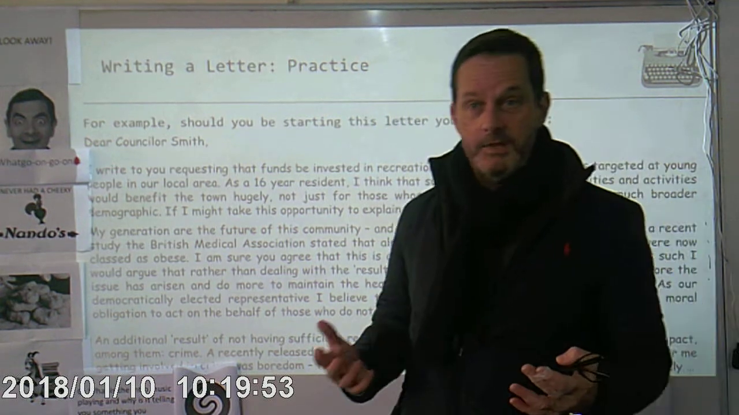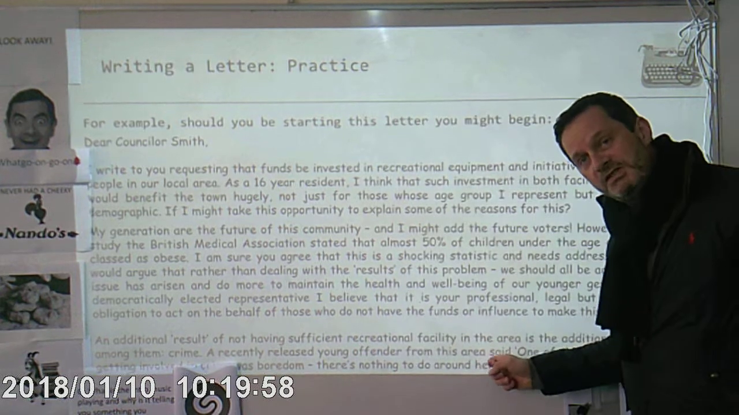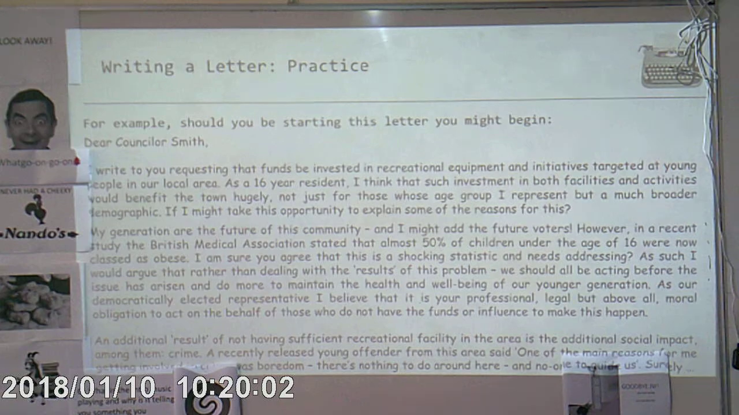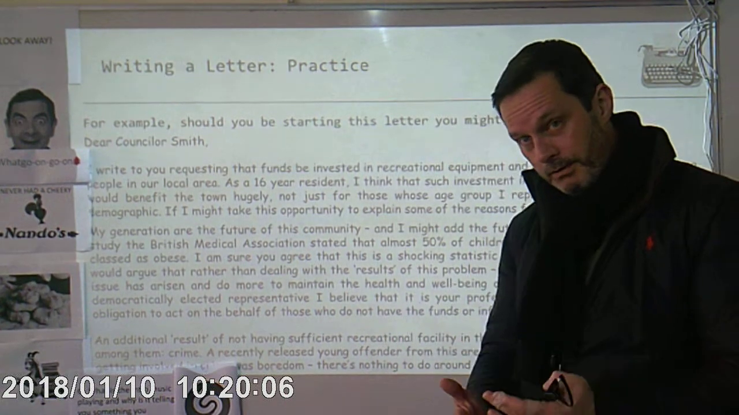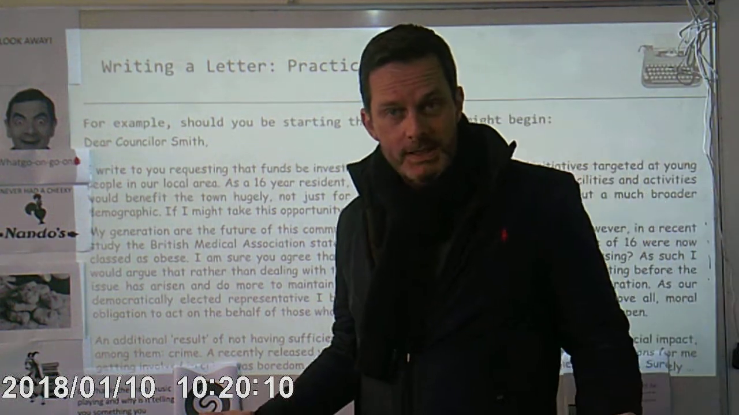Someone saying something, another expert, not an expert from the British Medical Association, but an expert who's been on the receiving end of not having anything to do. Okay, now obviously what I do there is then finish off that one. I might come up with a third reason, something along the lines of, it's good for the community, okay?